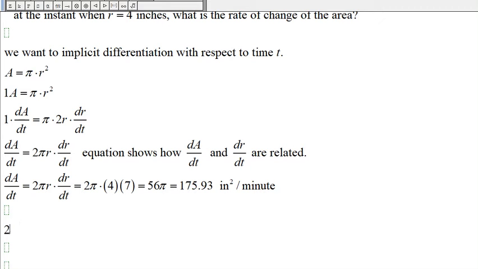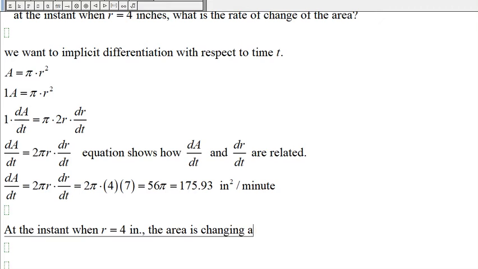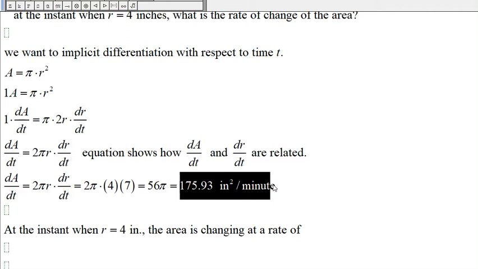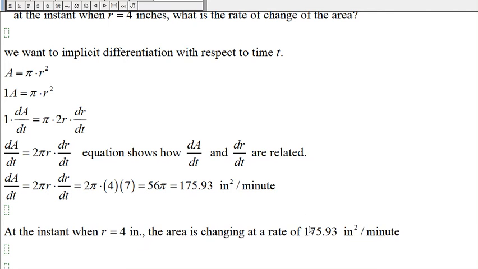So at the instant when the radius is 4 inches, the area is changing at a rate of 175.93, almost 176 square inches per minute.